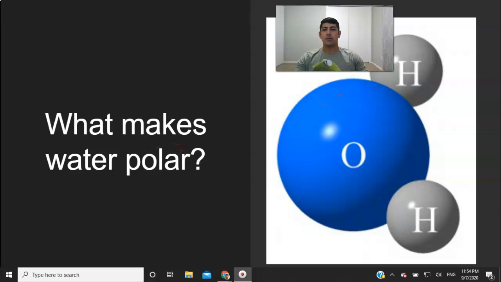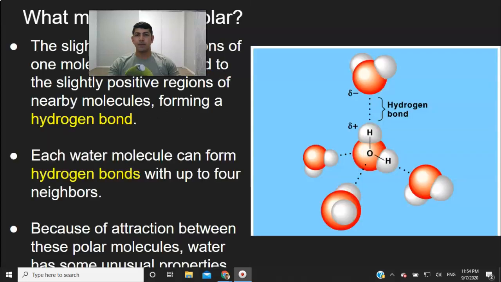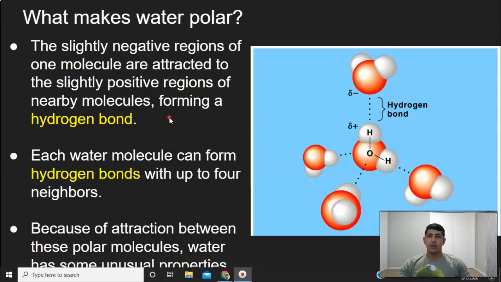So what makes water polar? So the slightly negative regions of one molecule are attracted to the slightly positive regions of nearby molecules, forming hydrogen bonds. You can see here where these 4 water molecules can bond to 4 different other ones, and you'll have the positive hydrogen side attracted to the negative oxygen side. So each water molecule can form hydrogen bonds with up to 4 neighbors. Because of the attraction between these polar molecules, water has some unusual properties.